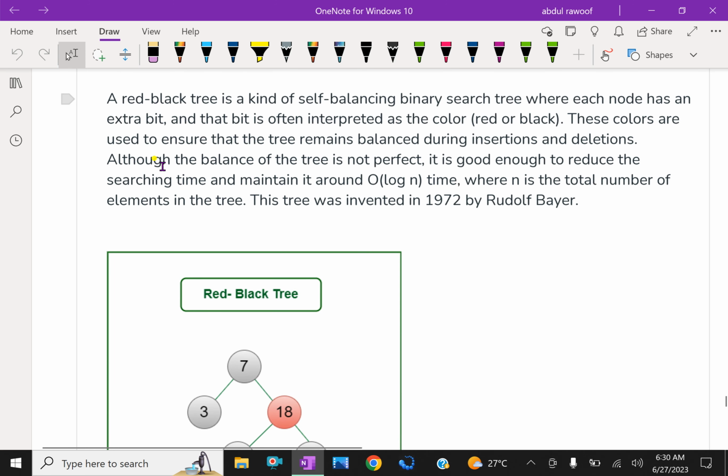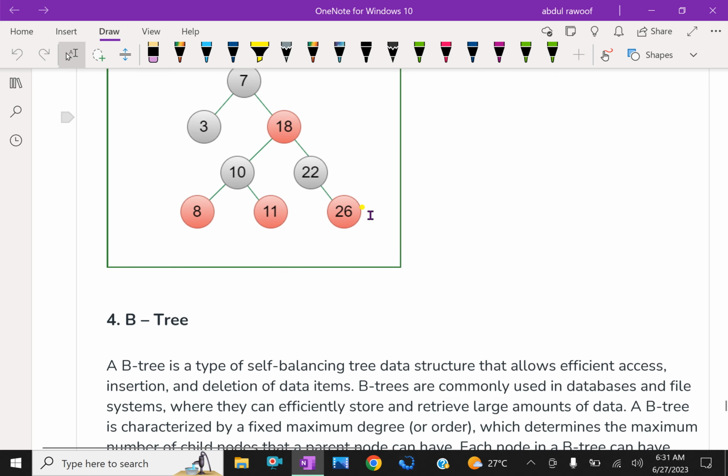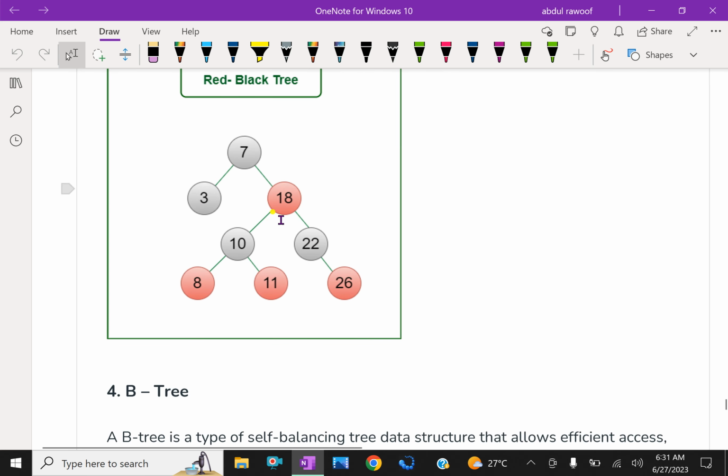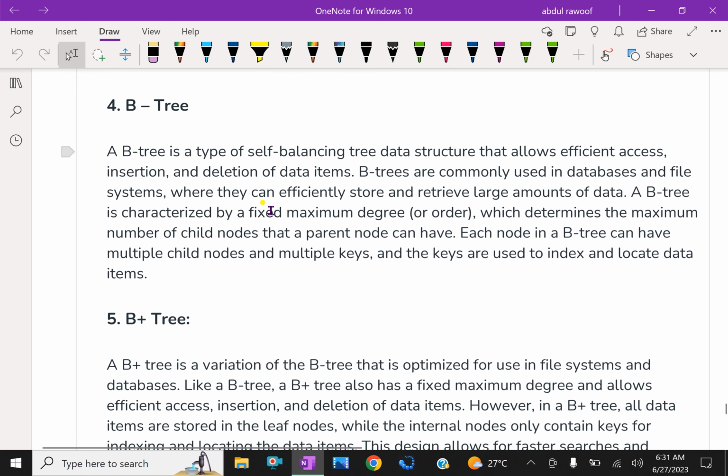Red-black tree. A red-black tree is a kind of self-balancing binary search tree where each node has an extra bit, and that bit is often interpreted as the color red or black. These colors are used to ensure that the tree remains balanced during insertions and deletions. Next is the B tree.